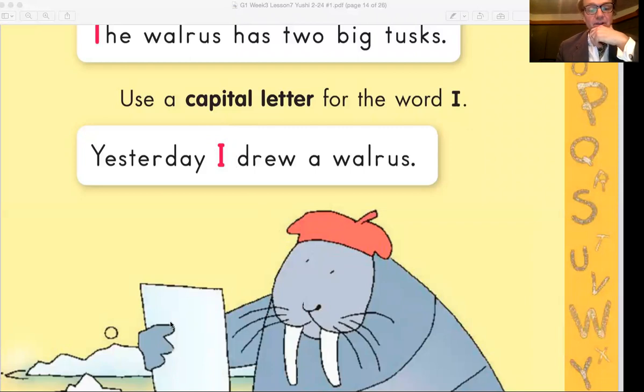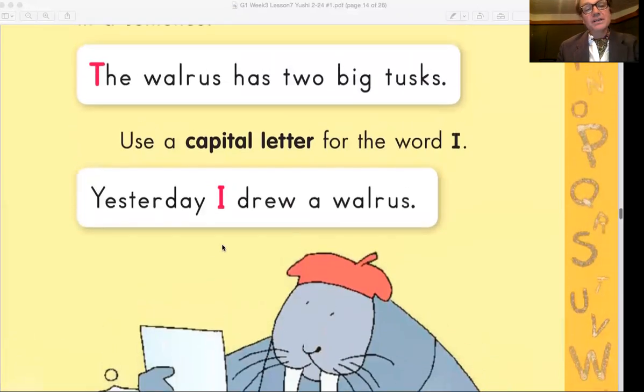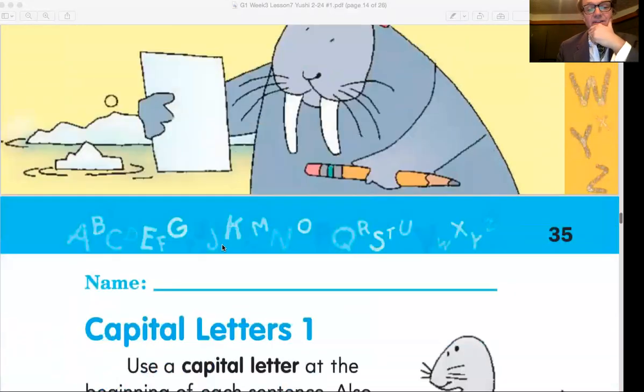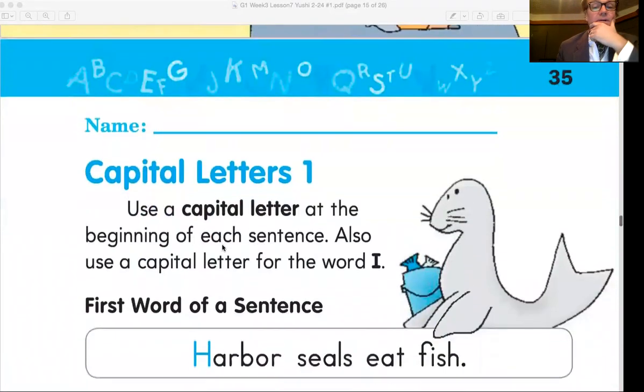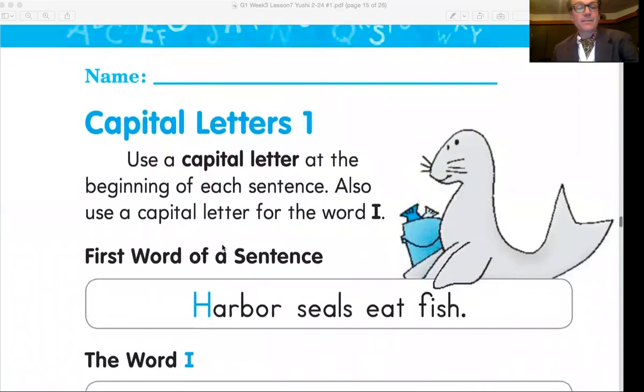So we'll keep moving along here. Those are the two places to capitalize. The first word of a sentence is always capitalized, and the word I. Yeah, that's a good word. It's so simple. So here we have a worksheet.